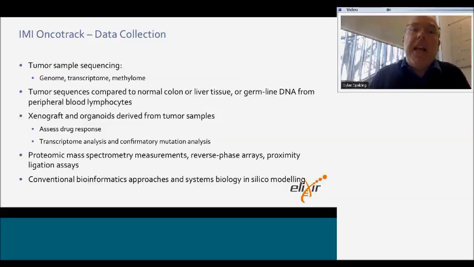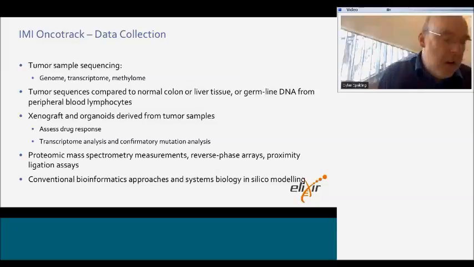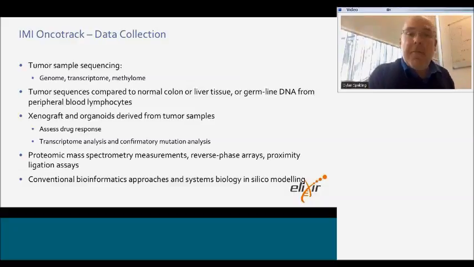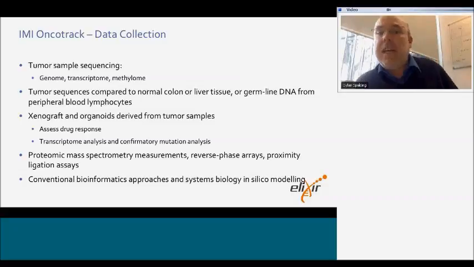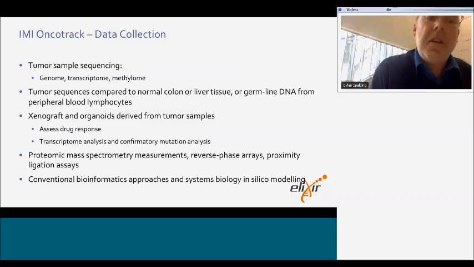So the data that was collected included tumour sample sequencing, and this was genome, transcriptome and methylome data. The tumour sequences were compared to normal liver or colon tissue or germline DNA from peripheral blood lymphocytes. Xenografts and organoids were derived from these tumour samples, and these were used to assess drug response, as transcriptome analysis and confirmatory mutation analysis was performed.